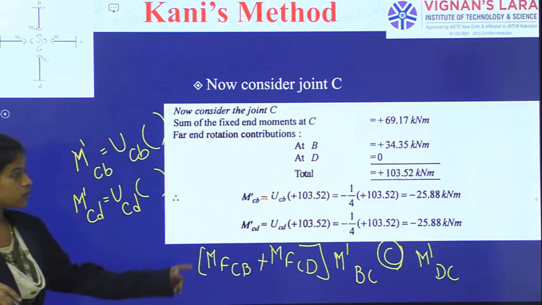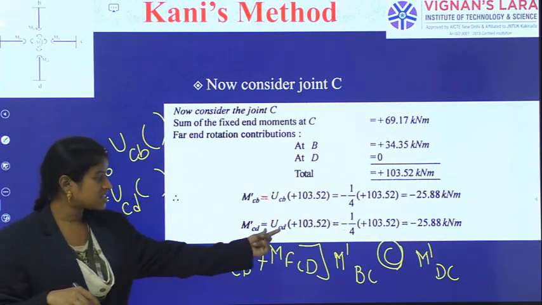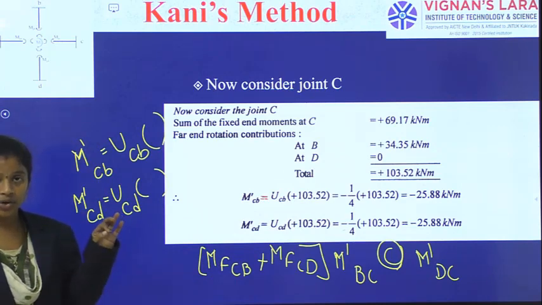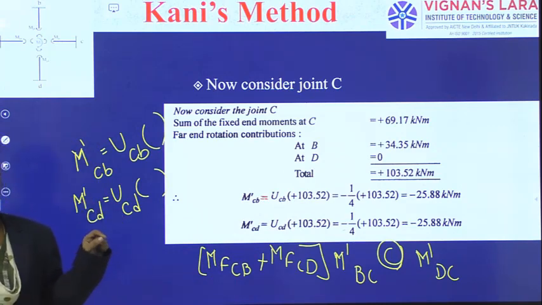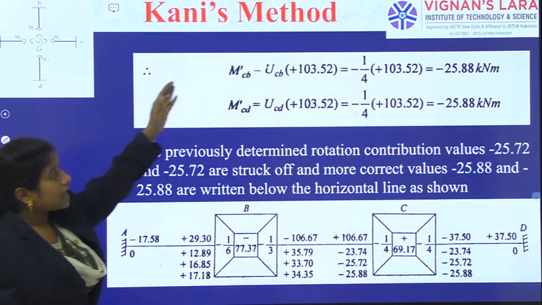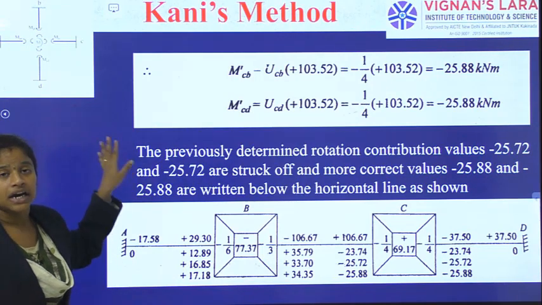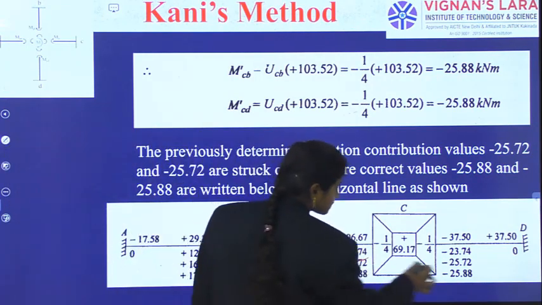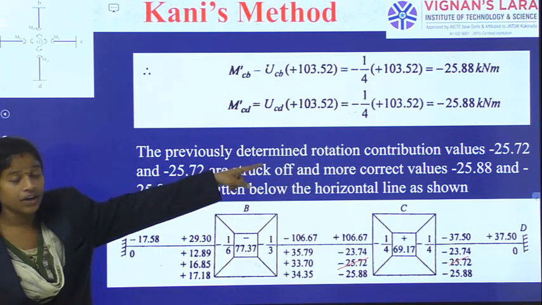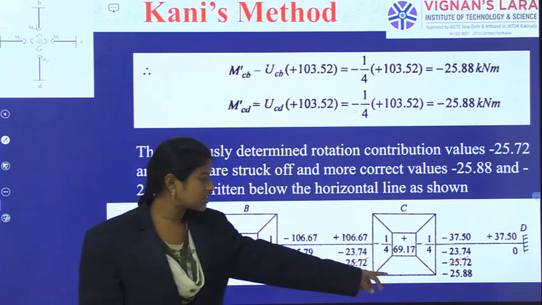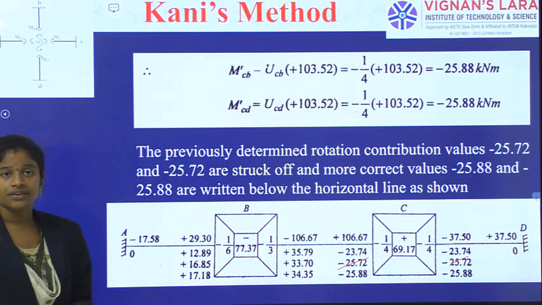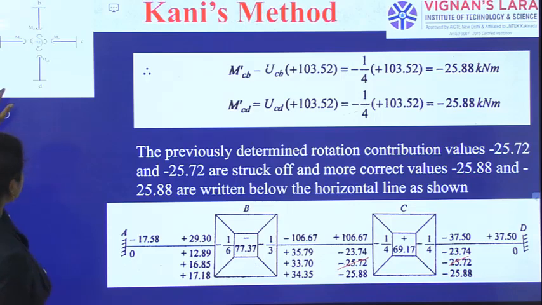M dash CB is equal to UCB into the summation. M dash CD is equal to UCD into the summation. And substituting all the values, we have got the rotation contributions at the near end of C. Again, I am keeping the things like the previous step, striking off the older ones. We should enter the new values which we have got, minus 25.88 and minus 25.88, in the new step. These values we write below the horizontal line as it is for the rotation contributions.